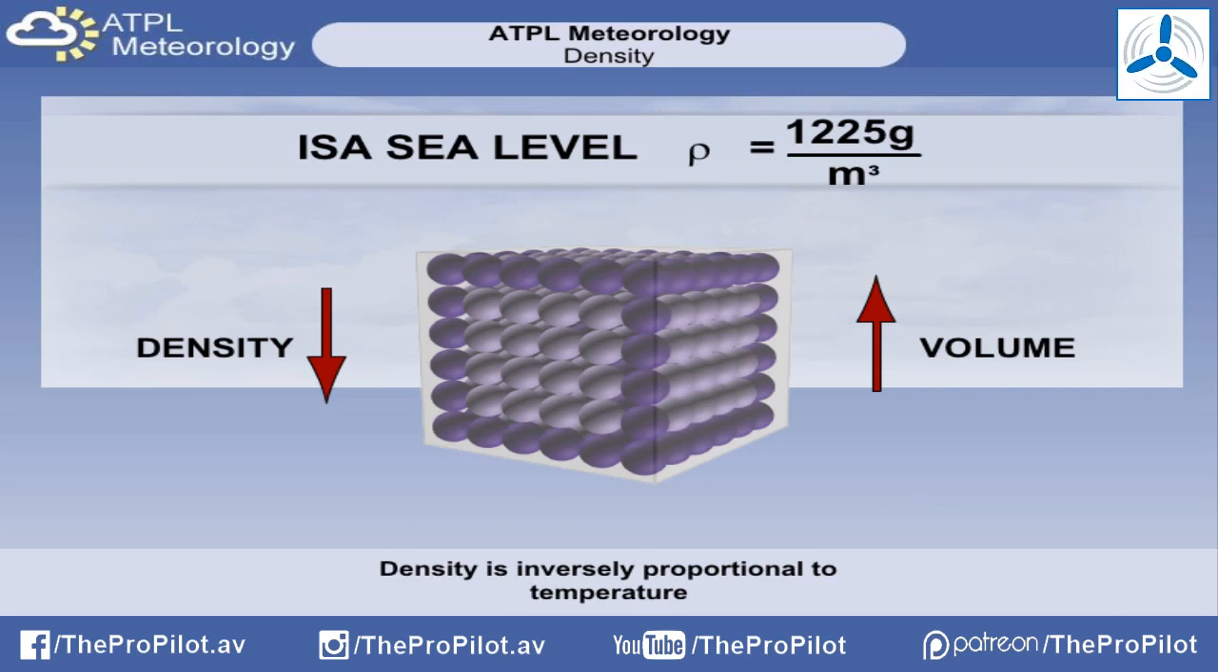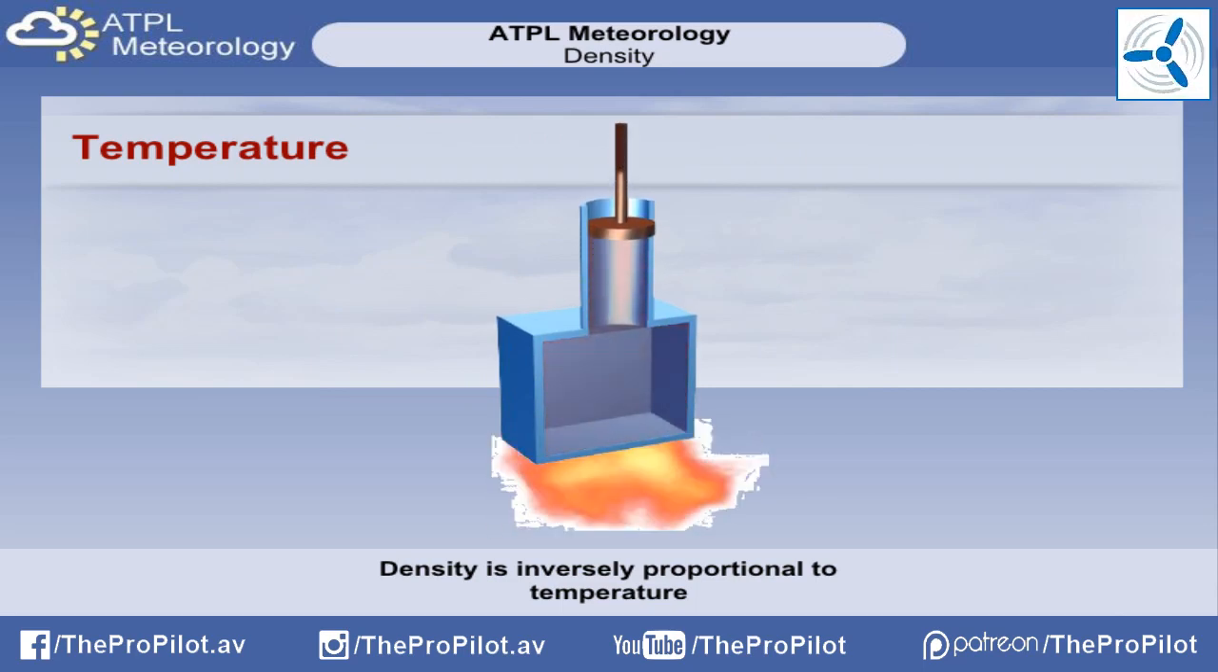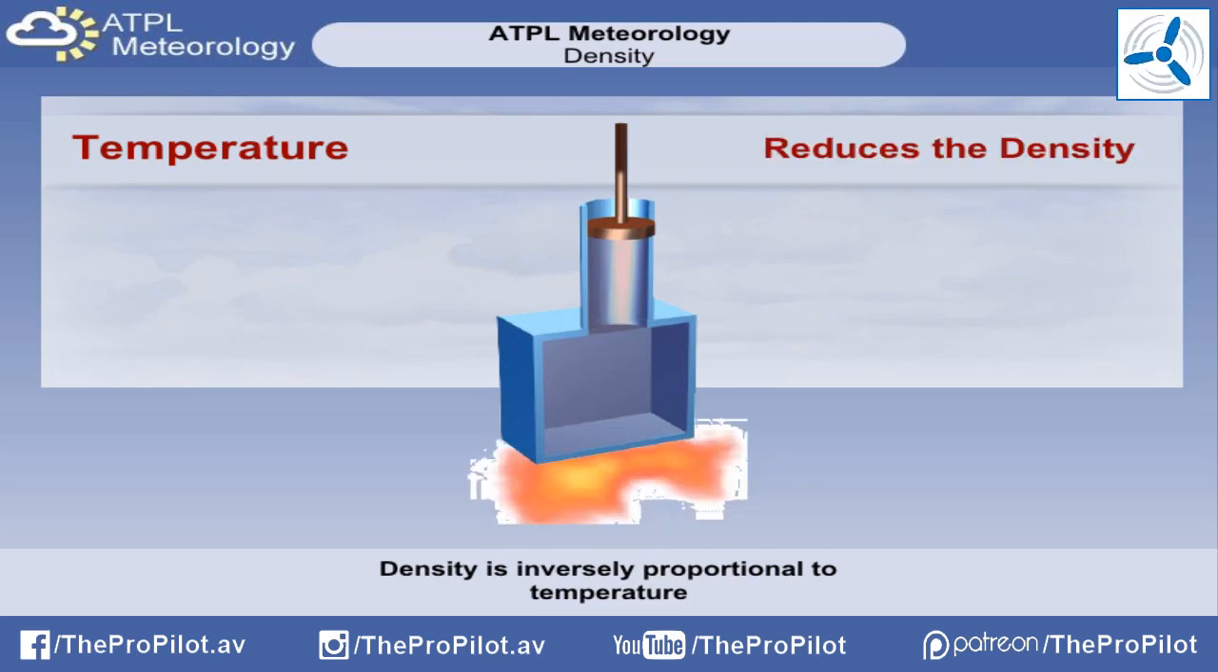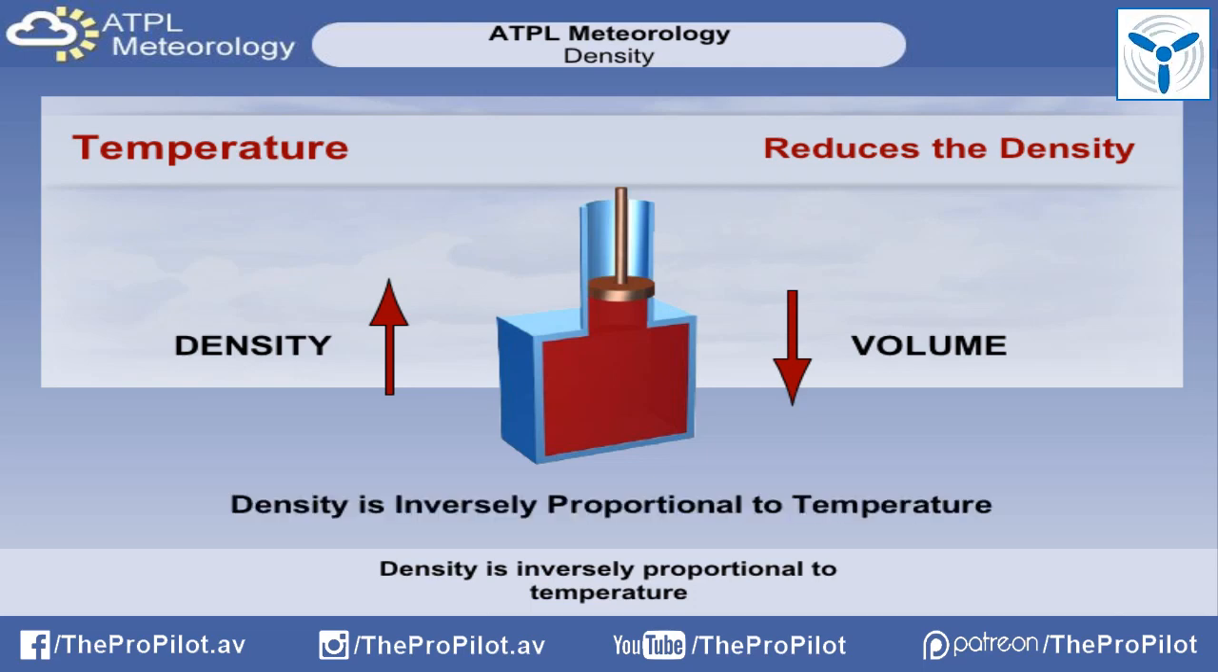The other main variable we mentioned that controls density is temperature. Looking at the diagram, we can see that as we heat a parcel of air, the particles get excited and cause the parcel to expand. This reduces the density. The mass is staying the same, but the volume of air is increasing. Conversely, if we cool the parcel down, it will shrink and the density will increase. Again, the mass is remaining the same, but we are reducing the volume. We can therefore say that density is inversely proportional to temperature.